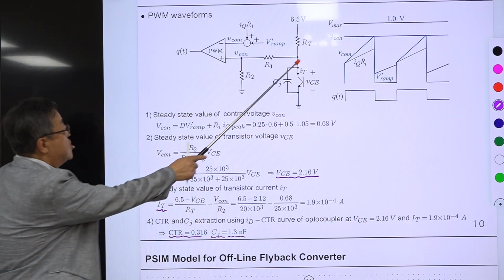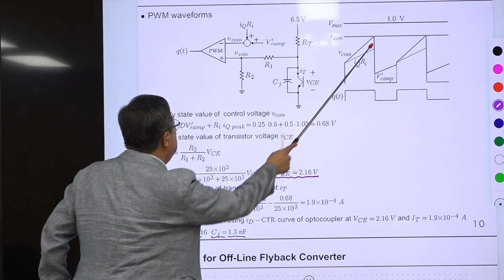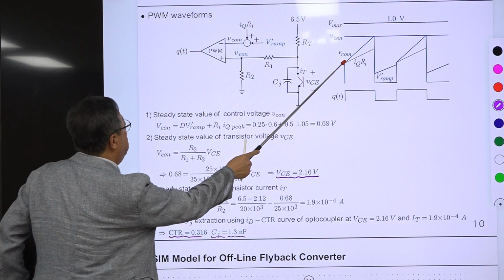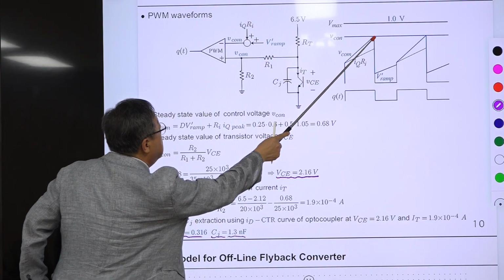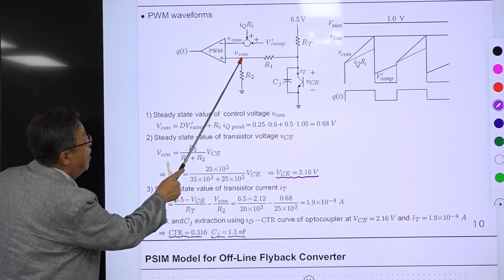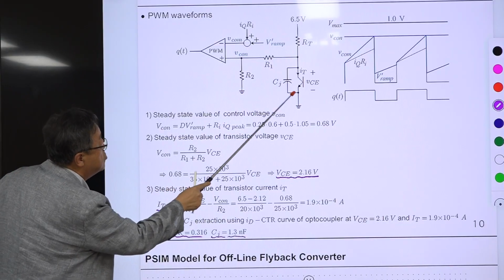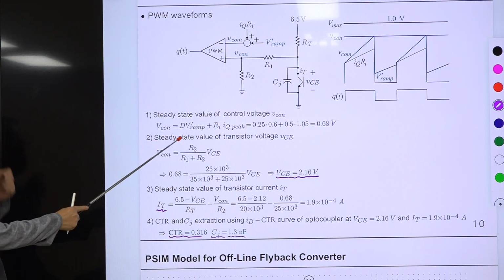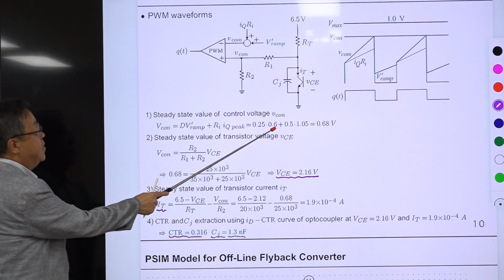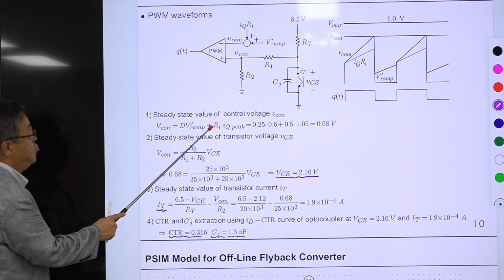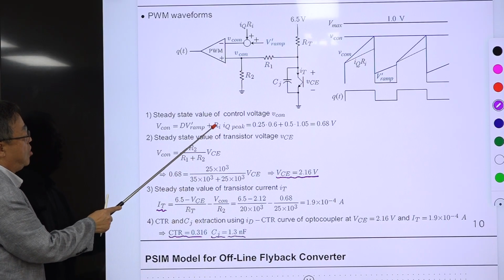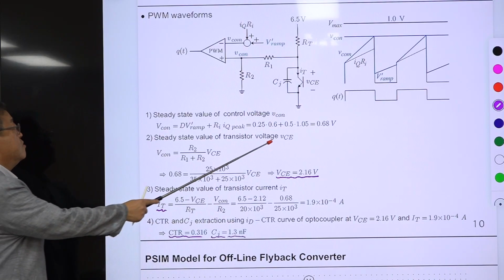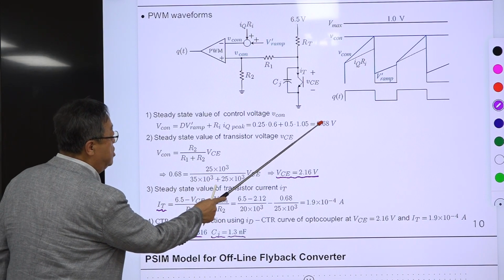Then this value, V con, is related with this one. So V con is at this point, V con is the same as V con. So if you know the V con, then you know this current, then you know this voltage, then you know everything. So V con is D times V ramp prime part. This is part 1, and part 2 is Ri, the current sensing network gain, times the peak value of the switch current. So this V con is 0.68.